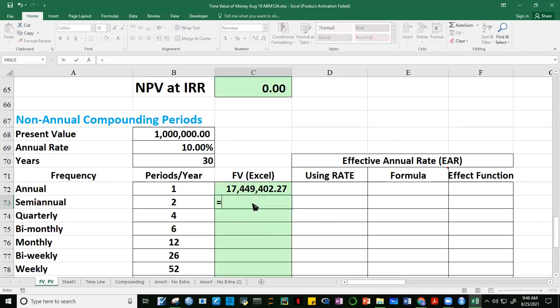Okay, so it will be equal to negative FV. What will be our rate, guys? Sabi nga ni Syra, it will be 10% divided by 2, di ba? What will be our N per, guys? Ilan yung periods natin? Paki-chat, please. How many periods will we have?